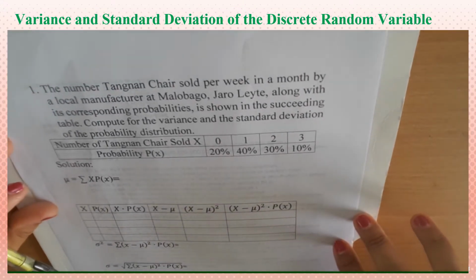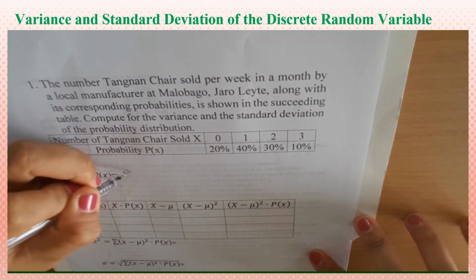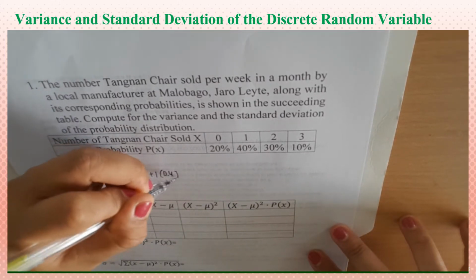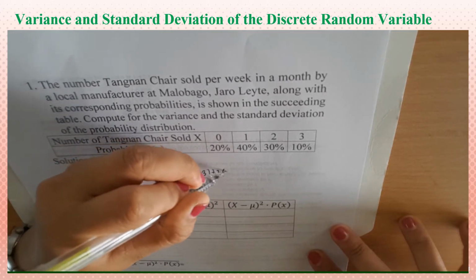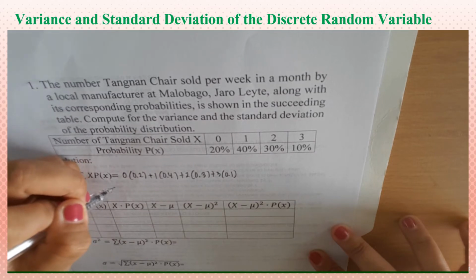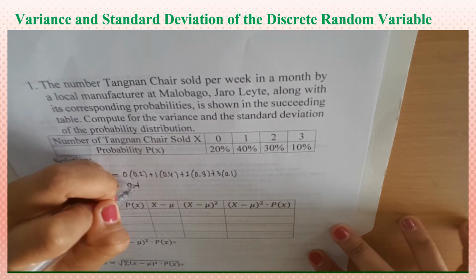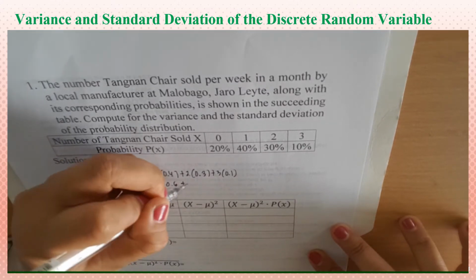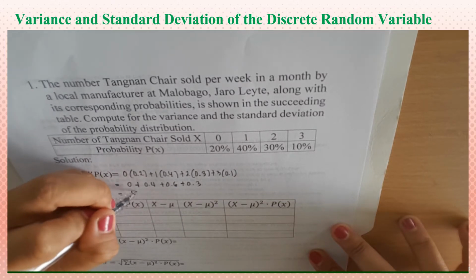For the solution, you have mu equals summation of x times p of x. So you would have 0 times 0.2 plus 1 times 0.4 plus 2 times 0.3 plus 3 times 0.1. Multiplying, 0 times 0.2 would give you 0, plus 0.4 plus 0.6 plus 0.3. So with that, your mu is simply 1.3.